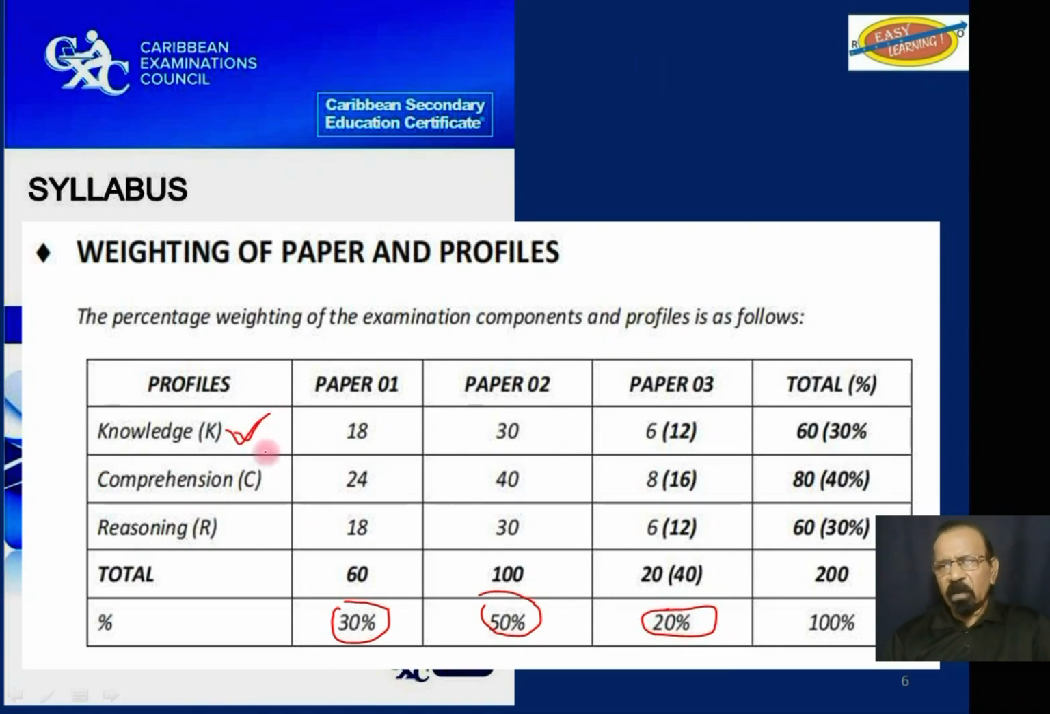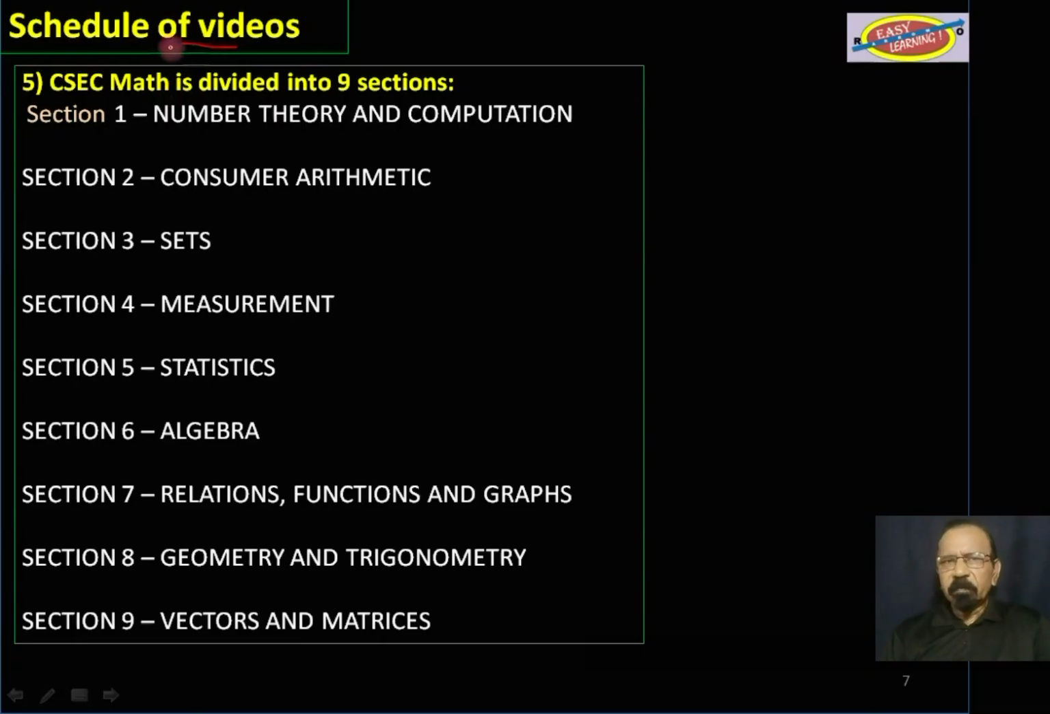Questions will be based on knowledge, comprehension. The various percentages are listed on the far right here. Knowledge 30%, comprehension 40%, and then reasoning, which would be 30%. Finally, out of 100%, schedule of videos.